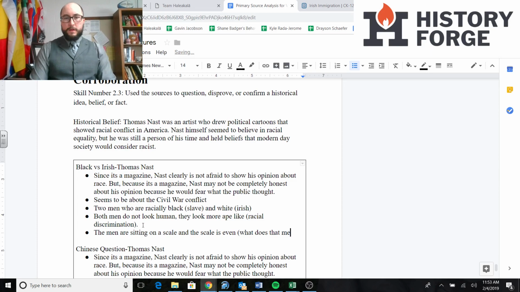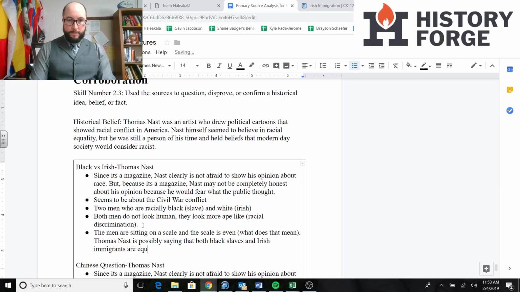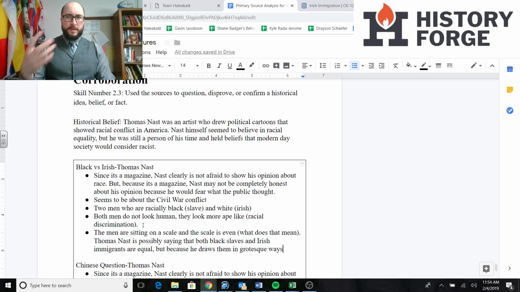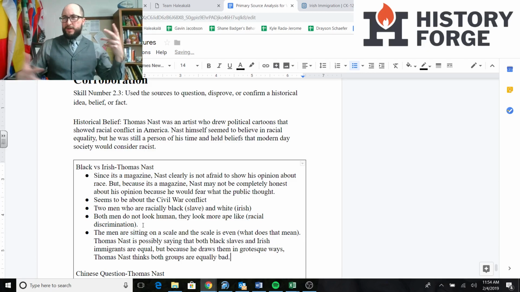So maybe Thomas Nast is possibly saying that black slaves and Irish immigrants are equal, but because he draws them in grotesque ways, and grotesque kind of means not human, twisted and warped, a negative thing, Thomas Nast thinks both groups are equally bad. How about that? Do you guys see my assessment? Does that make sense to you?